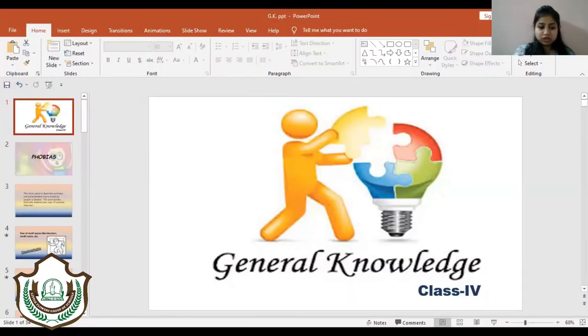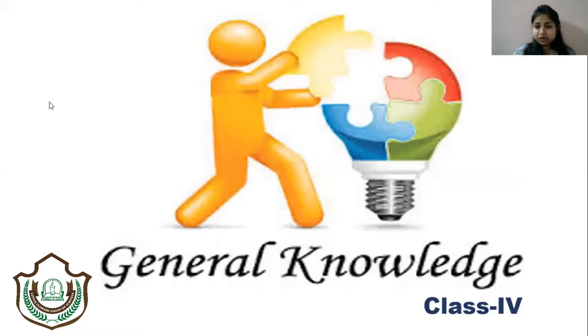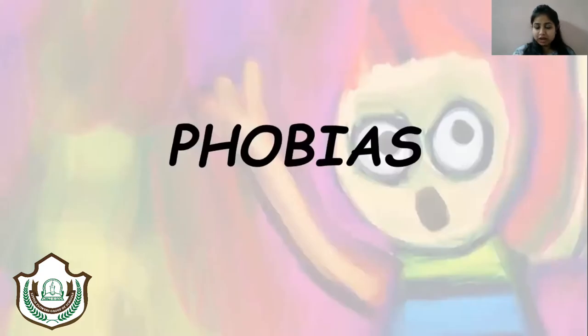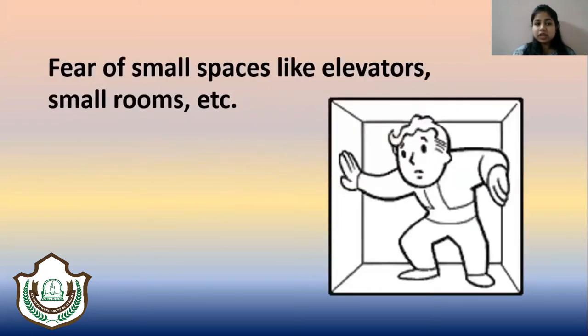In this video lesson, we are going to cover our first few chapters of general knowledge. So let's start. Our first topic is phobia. The term used to describe extreme and unreasonable fears faced by people is phobia. The word phobia basically explains any type of anxiety disorder.